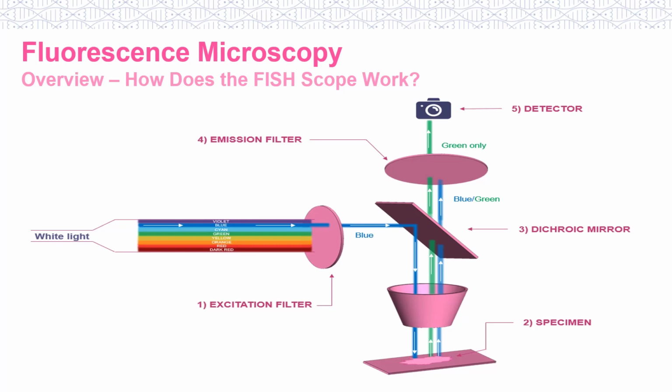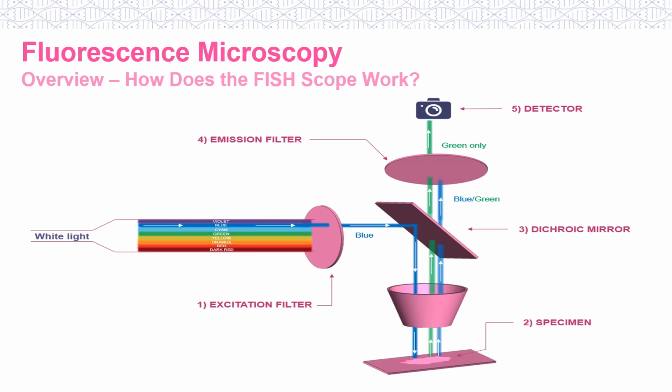When you turn on your fluorescence microscope, white light passes through the excitation filter. This filter allows only the desired excitation wavelength to pass through. In the example shown here, only blue light is emitted that falls within approximately 473 to 498 nanometers. This blue light then reflects off the dichroic mirror, or beam splitter, down toward the sample through the objective.